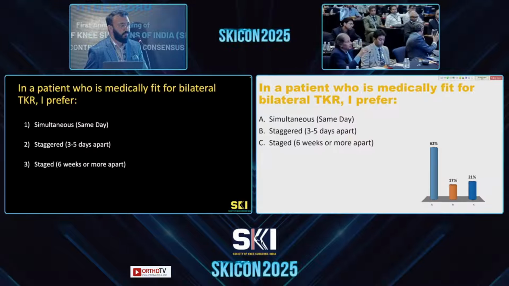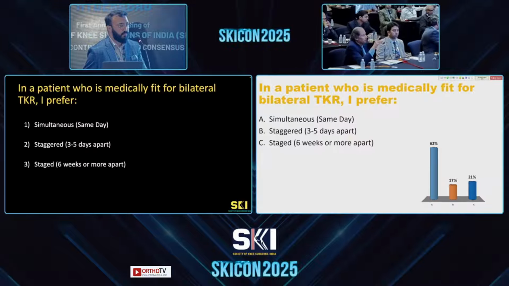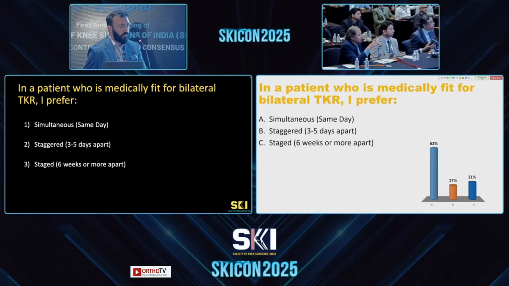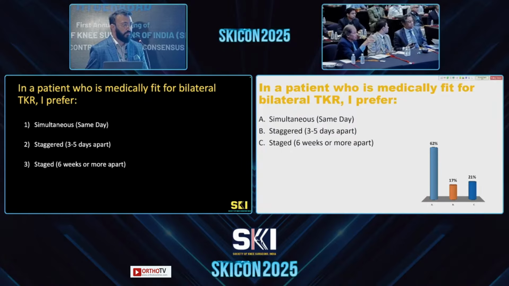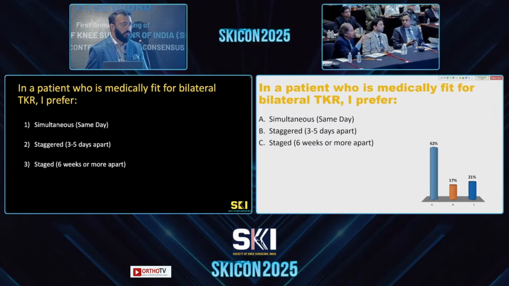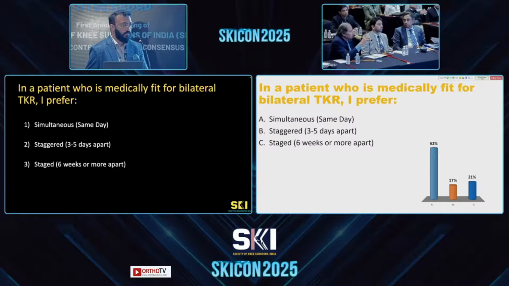Sahil, I think in this question we should also add the age criteria over here. Because some of us, I certainly have this, even in a fit patient over the age of 75, with no comorbidities, I will not do a simultaneous bilateral. I would do it staggered. Yeah, fair point, sir.